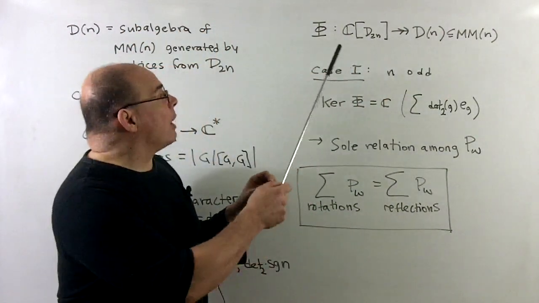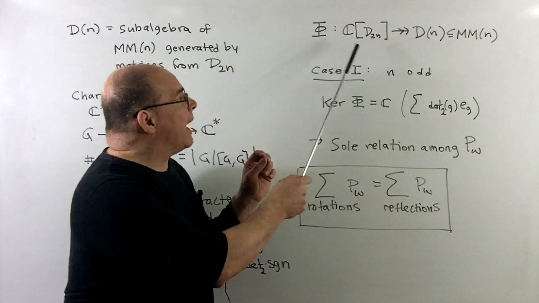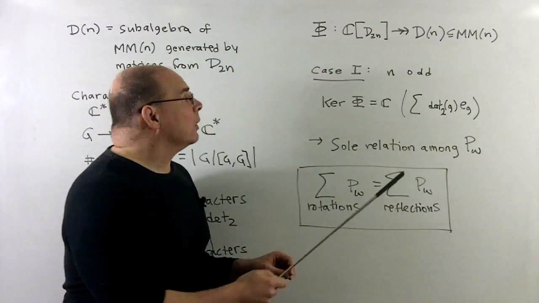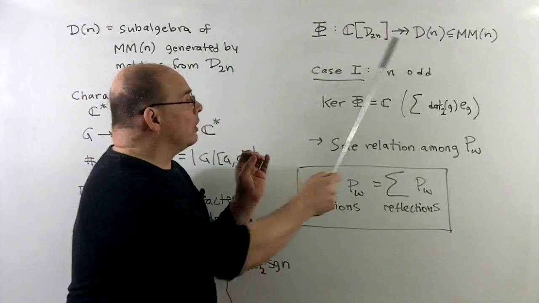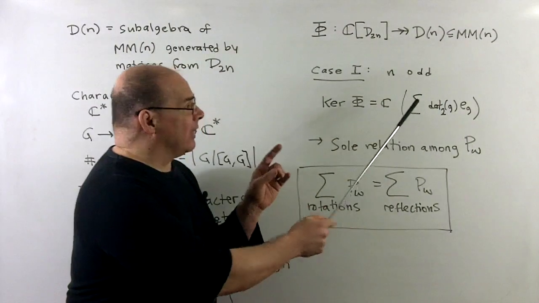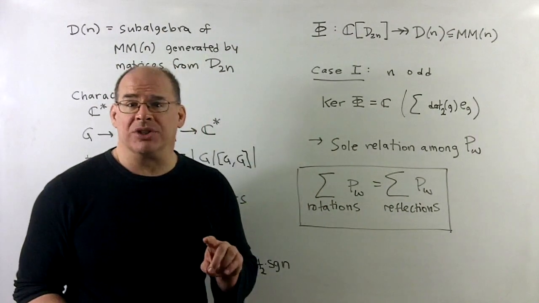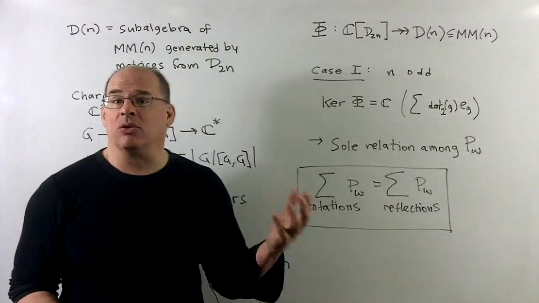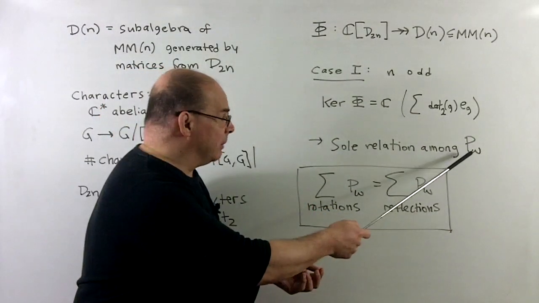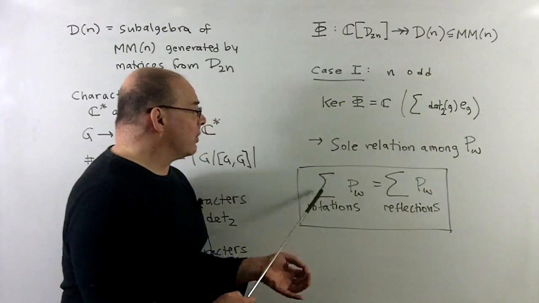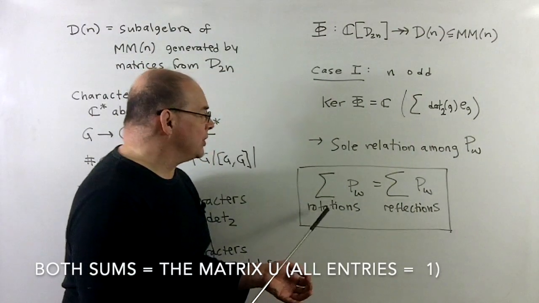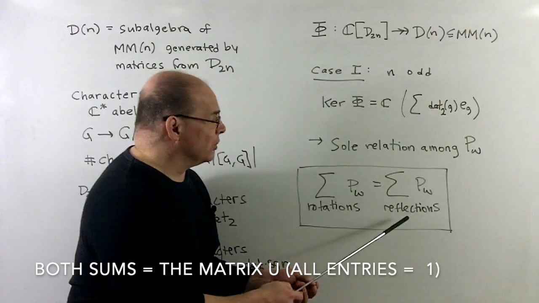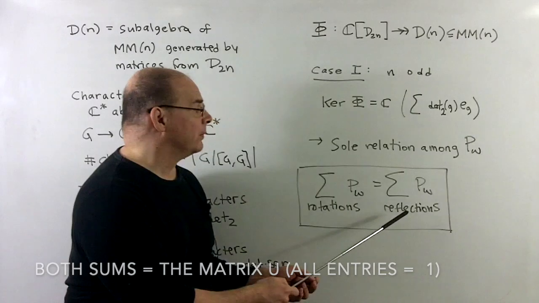We return to our map phi, going from the group algebra to D_n. It splits into two cases. When n is odd, the kernel of this map is one-dimensional. That's just the one-dimensional subalgebra associated to the determinant. And that gives us a single relation among the permutation matrices: the sum of the permutation matrices associated to rotations equals the sum of the permutation matrices associated to reflections.